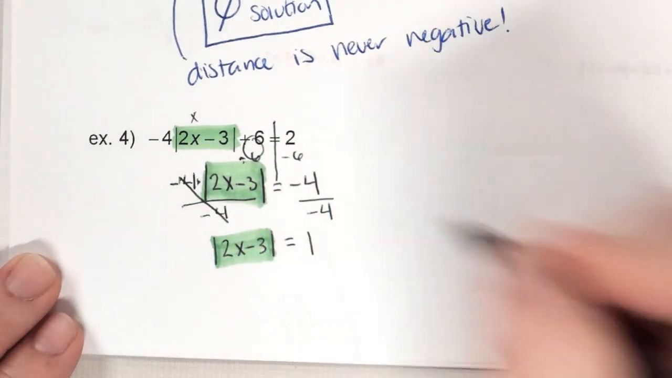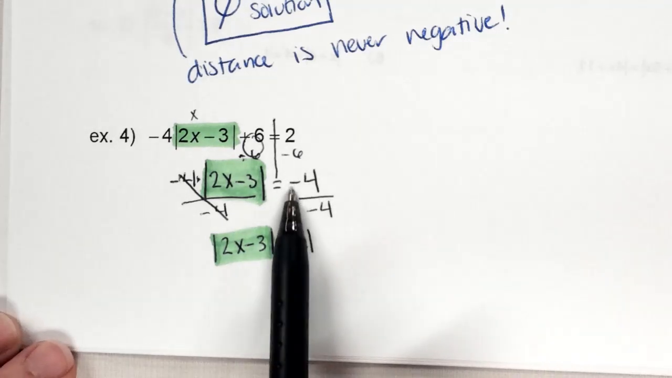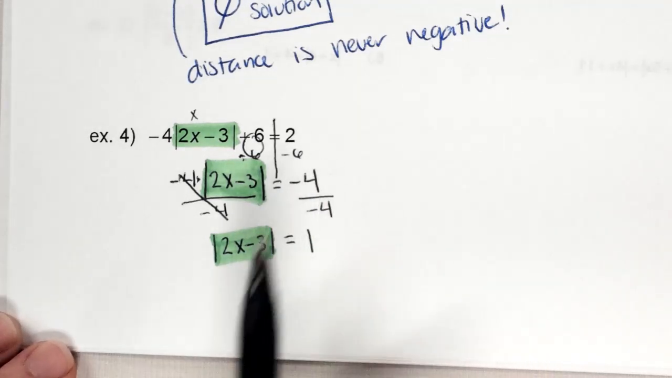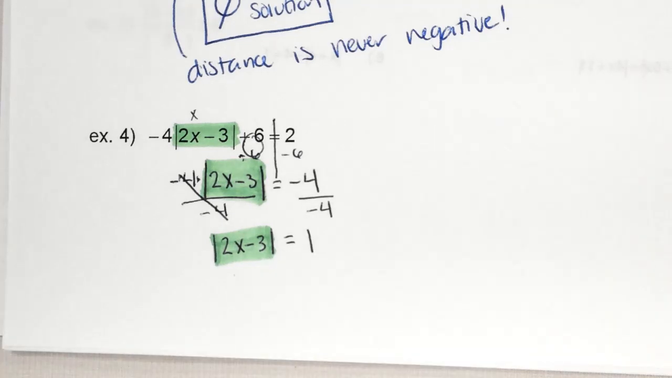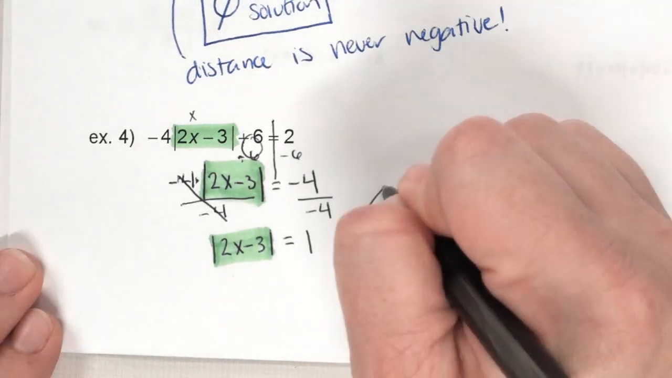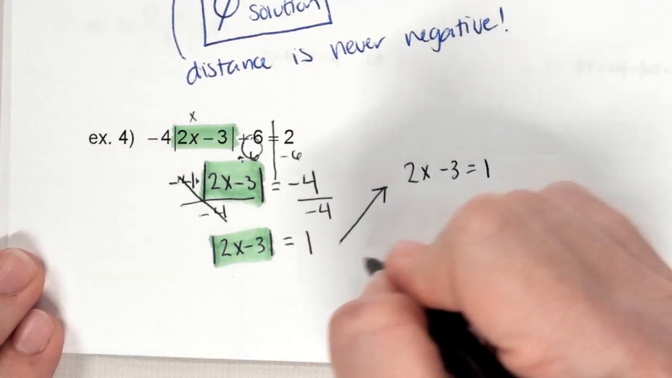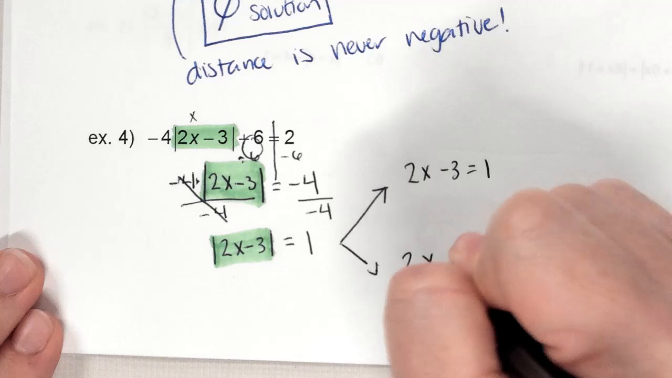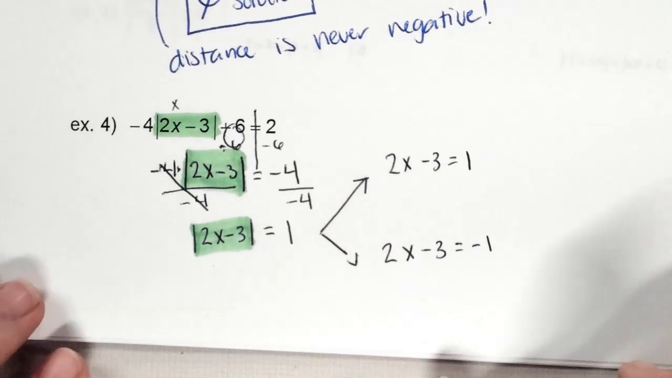So this is why you have to get it all the way alone before you stop. Because right here, we could have been like, oh, no solution, it equals a negative. But it wasn't alone yet. Yes? Okay, so be careful with that. So now we have our absolute value alone. We rewrite it exact. And then we rewrite it equal to the opposite. 2x minus 3 equals negative 1. And we solve them both.